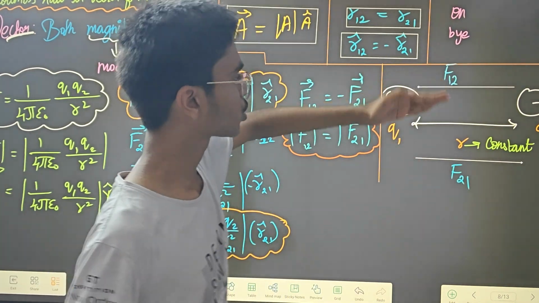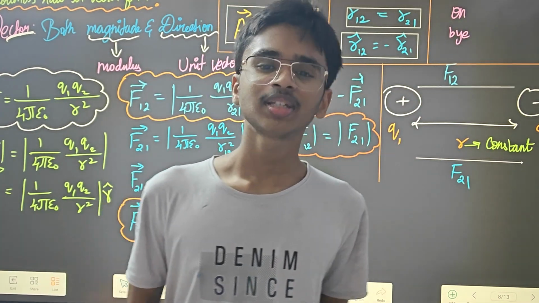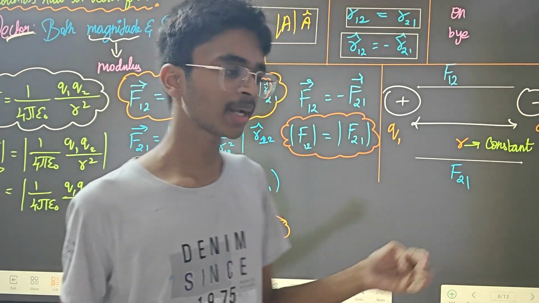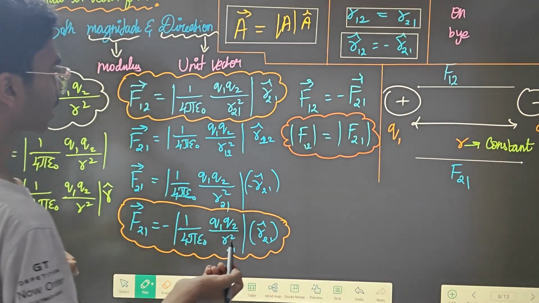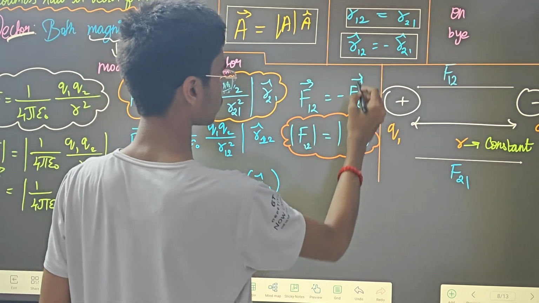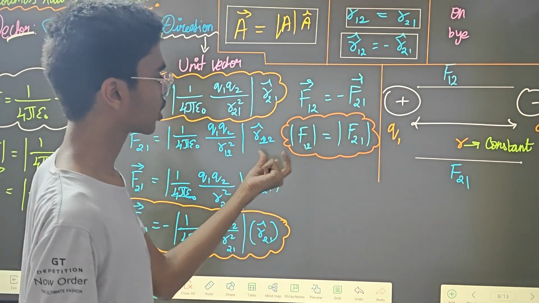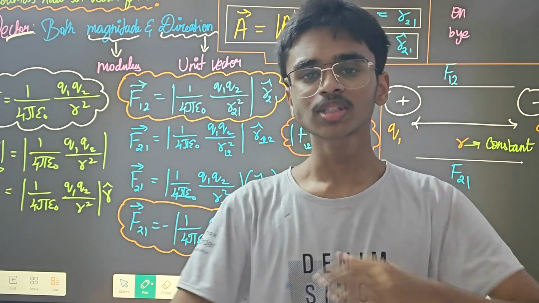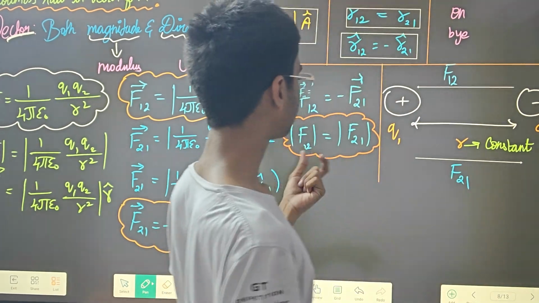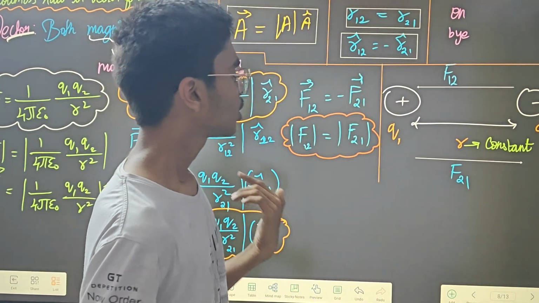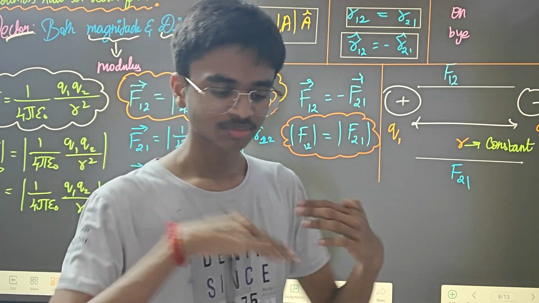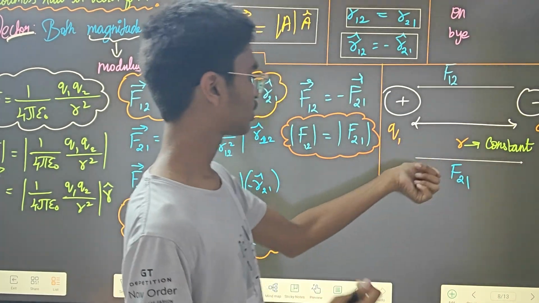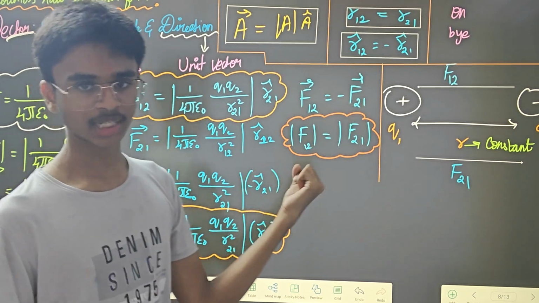They both are completely opposite in direction. That means from here we can conclude that F12 is equal to minus F21. Their magnitudes will be equal. Whenever you consider opposite directions, their sign will be different. If this is positive, that is going to be negative.